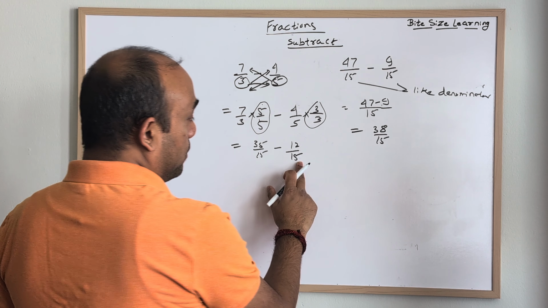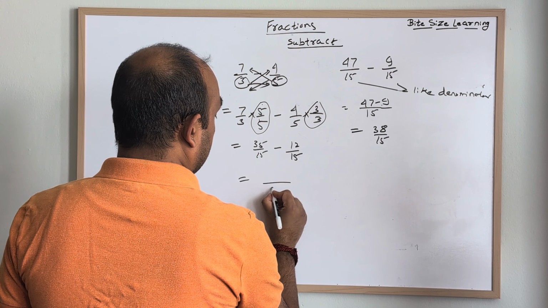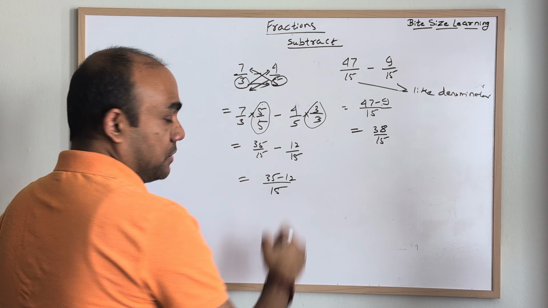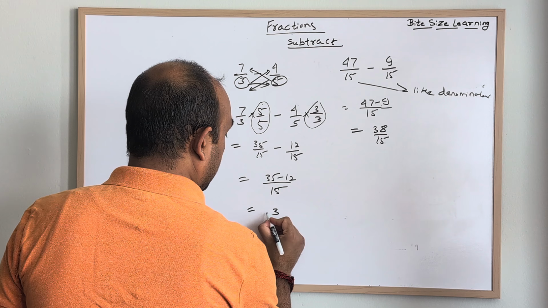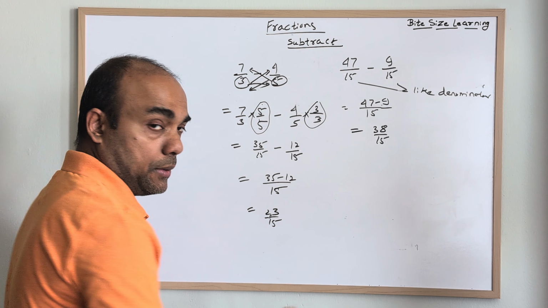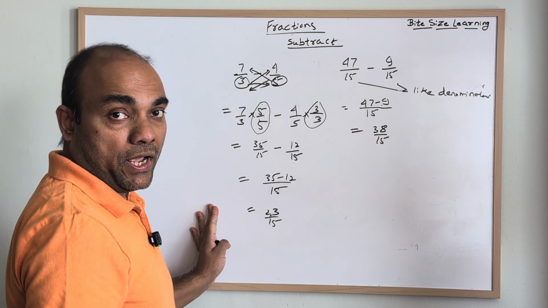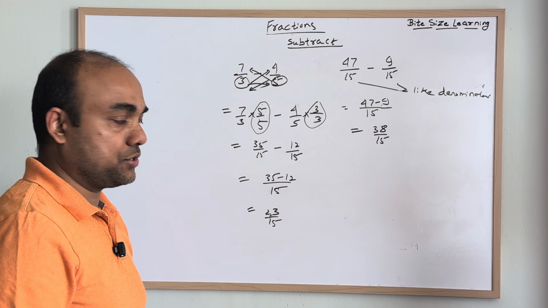Now when you reach this stage, you have the denominator equal. So in that case, what you need to do is to write the denominator here, and then you see 35 minus 12 by 15. So it is 23 upon 15. So this is the answer. This is how you solve subtraction between fractions, right?